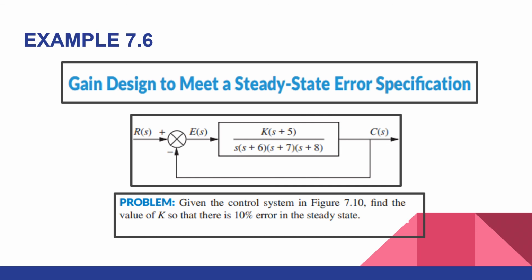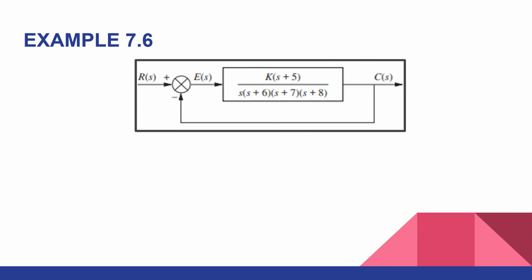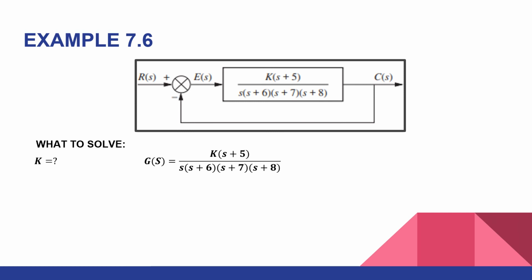Since we already know how to identify the types and how to solve for their respective constants and errors, now let us go to a new problem. The problem is, given the control system in the figure, find the value of K so that there will be a 10% error in the steady state. So in this problem, just like before, we need to identify what we need to solve. So what to solve? K, and our given would be this, the G(s).